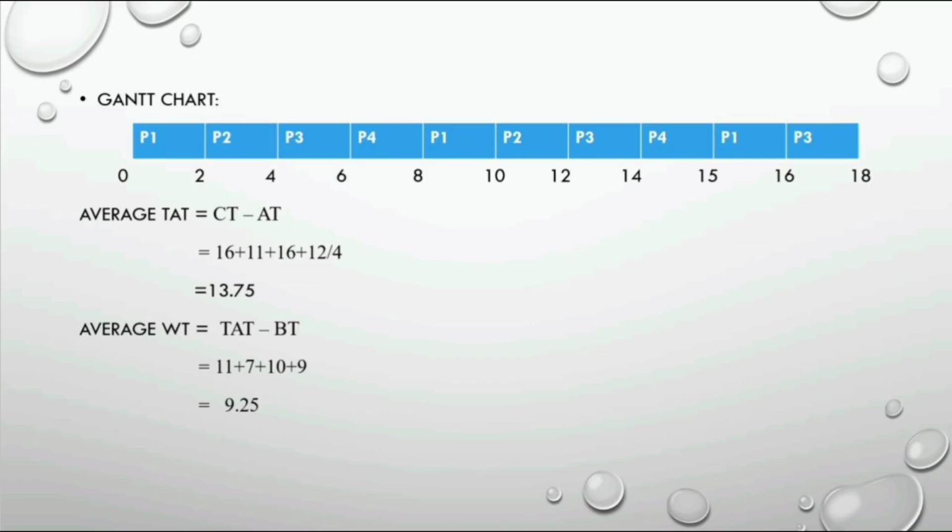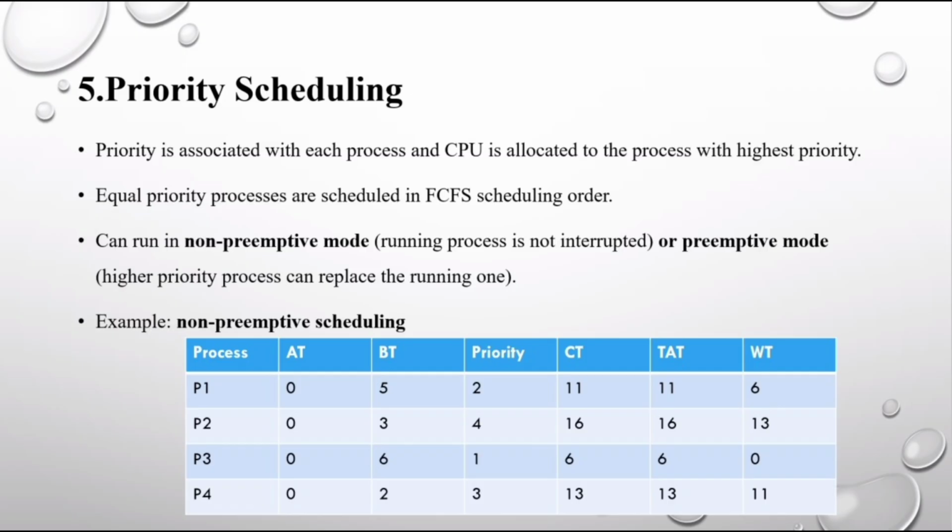In this example, the time quantum is 2 units. So the CPU gives each process 2 units at a time. Then it moves to the end of the queue. The execution order becomes P1, P2, P3, P4, P1, P2, P3, P4, P1, P3. It shows an equal turn for all processes.